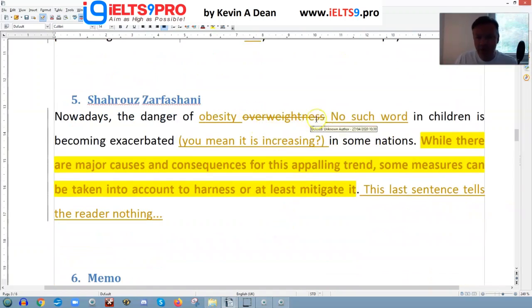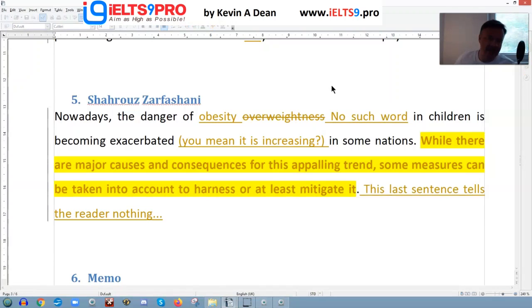Today, the danger of overweightness, not even a real word, in children is becoming exacerbated. Now, this is an illustration of what I keep trying to explain to you every week. Paraphrasing that doesn't paraphrase, or that's not natural, or it works in some situations and contexts, but not in these. So, the danger of overweightness, obesity, or childhood obesity is increasing in some nations, or it's not just some, it's many. So again, that's not quite right.